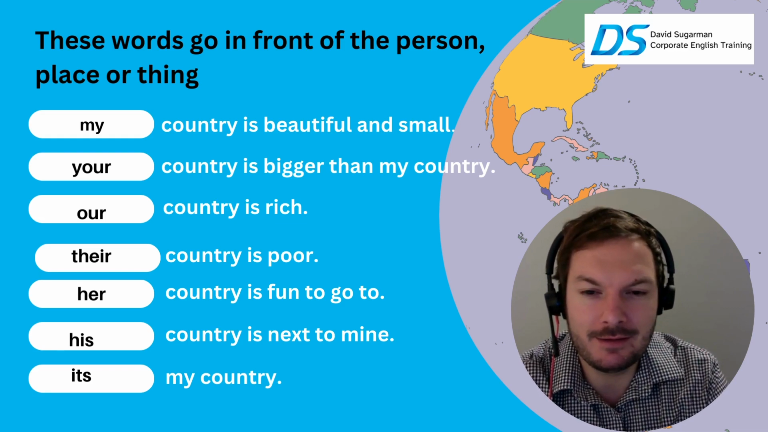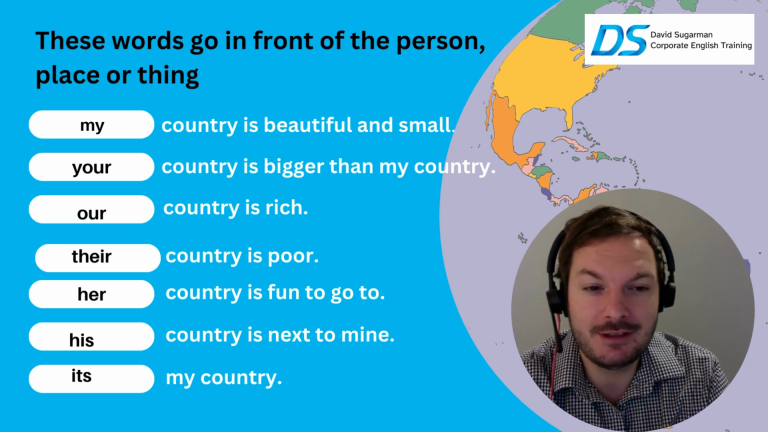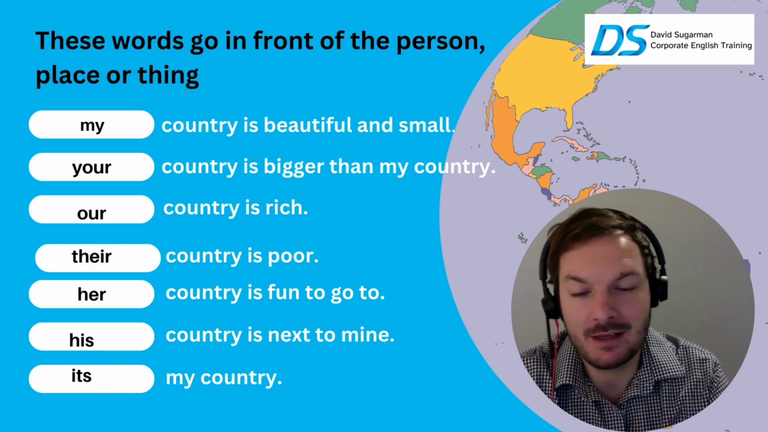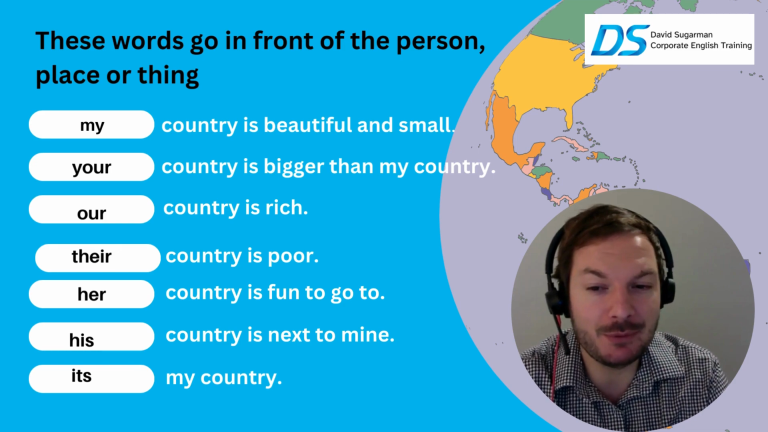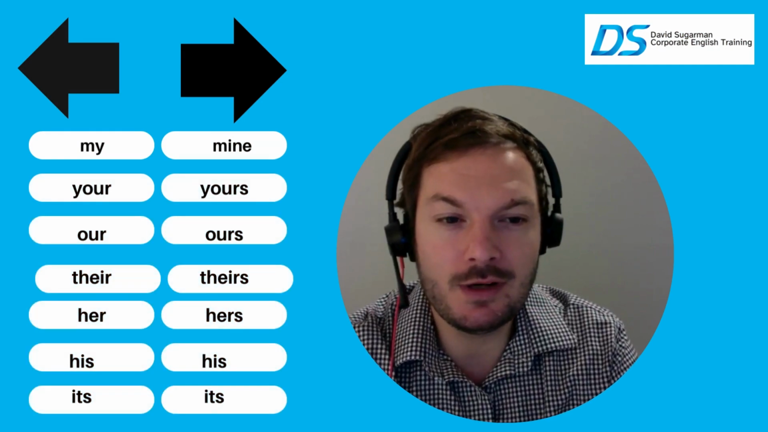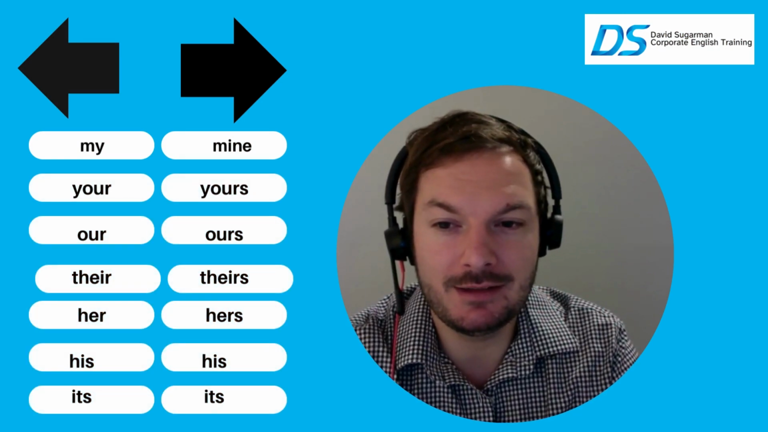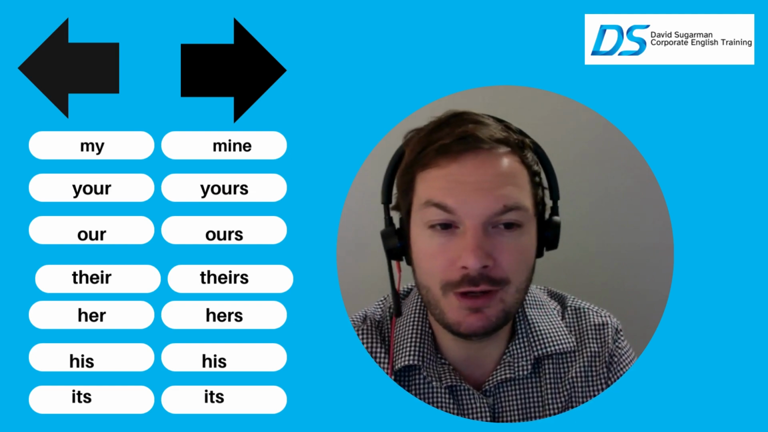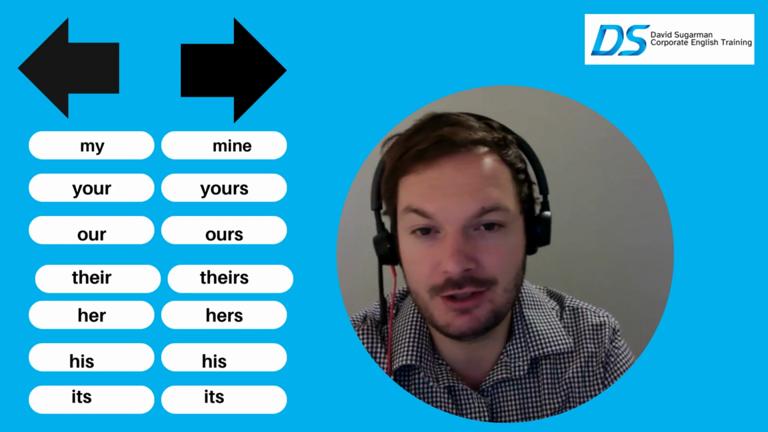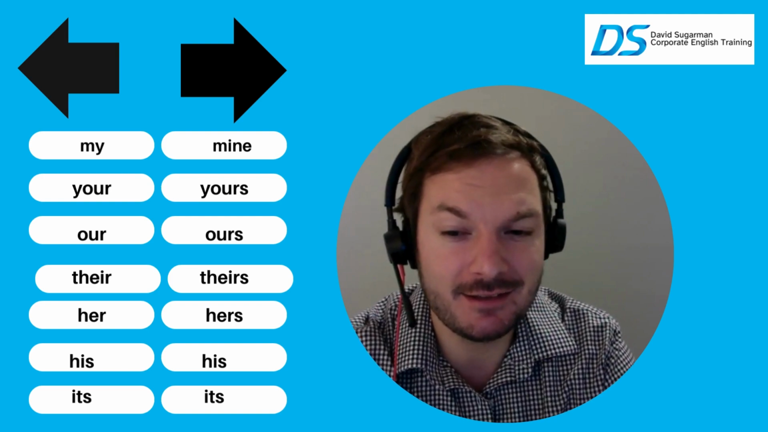But think about it. All those words go in front of the noun. My brother, my sister, my name is, your name is, our food, our people. You see, all the time in front of something. Now, what is the difference between my and mine, your and yours, our, ours, their, theirs, her, hers, his, its? What do you think?